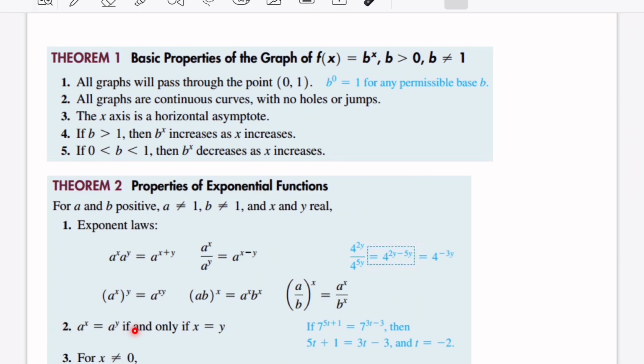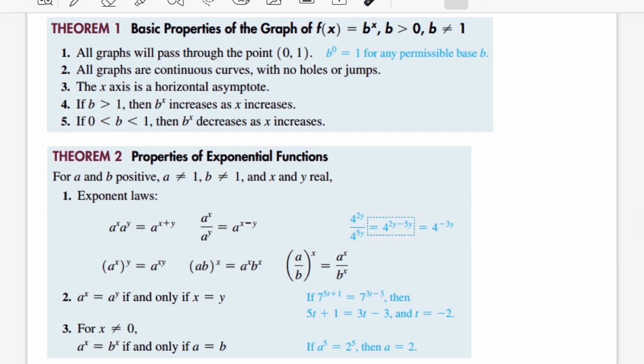We have the fact here that a to the power x is equal to a to the power y if and only if x is equal to y. So this is important to note and will help us when solving log functions. And then we know that for x not equal to 0, a to the x equals b to the x if and only if a is equal to b. So these are all properties we should be fairly comfortable with.